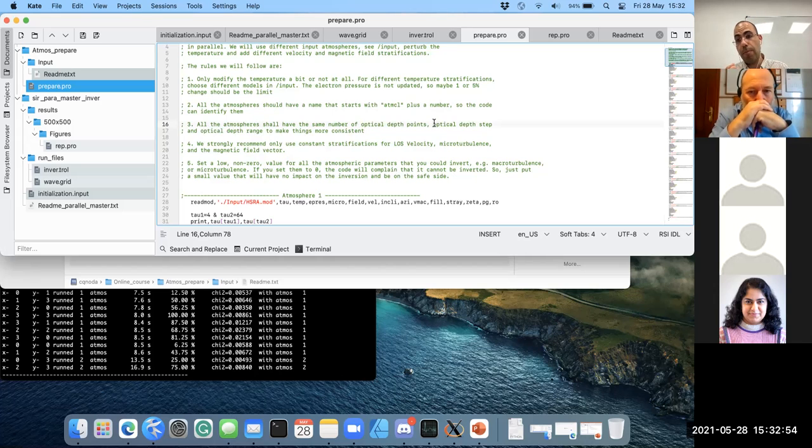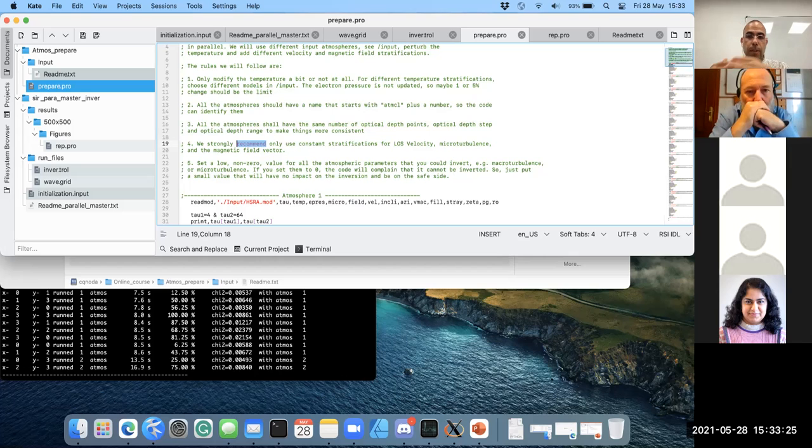So if they have the same number of points and they cover the same optical depth range, then the step will also be the same. Try to keep these three things equal, because you don't want to add additional effects other than just the initial configuration of the atmosphere. And then this is a recommendation, but still a strong one.